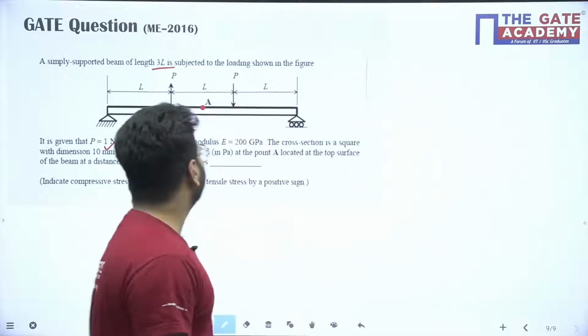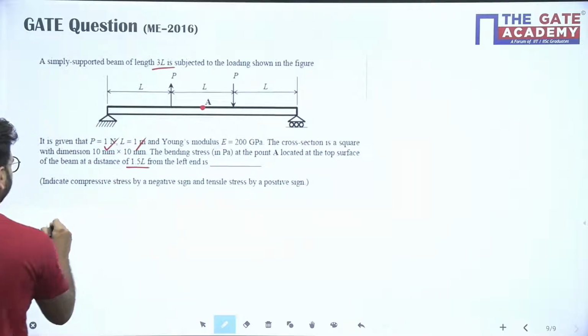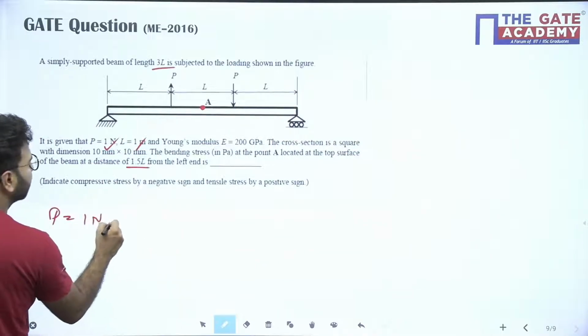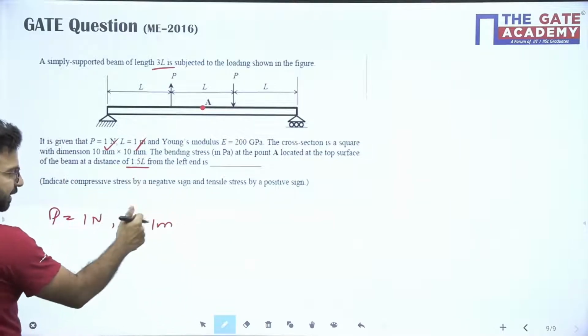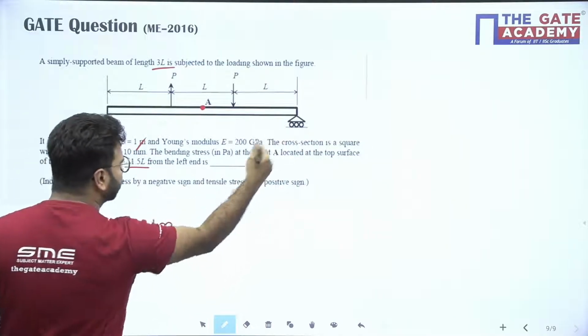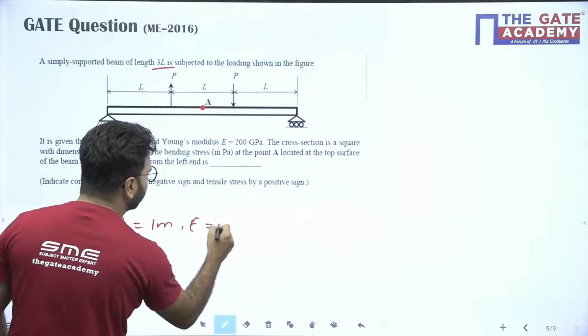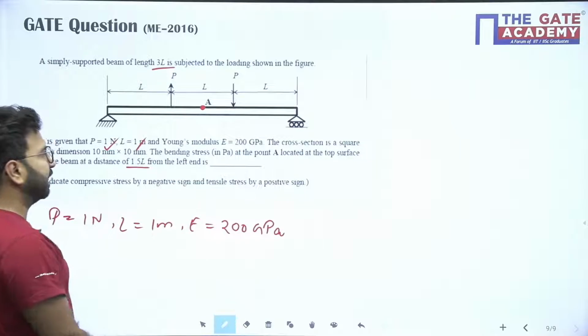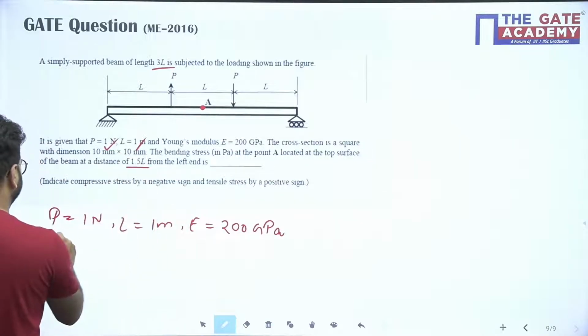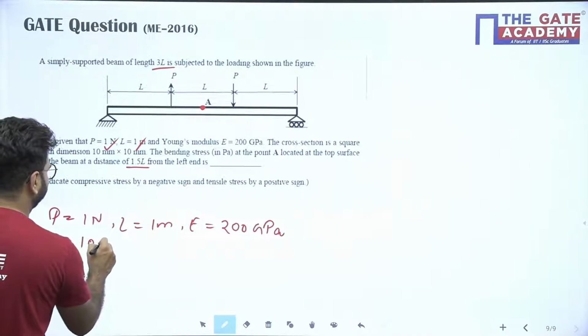So what is given to you first? Load is given here, 1 Newton. L is 1 meter, not length; total length is 3L actually. E is equal to 200 gigapascal. The cross section is square, which means side is given as 10 mm.